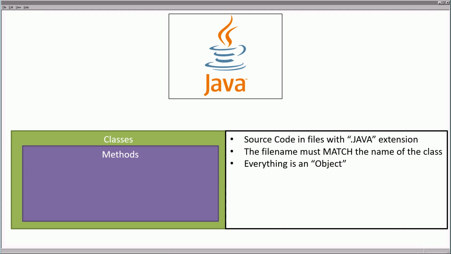Java assumes a lot. And one of the things that it assumes that is not true for other languages is everything is considered to be an object. We'll talk about that more a little later.